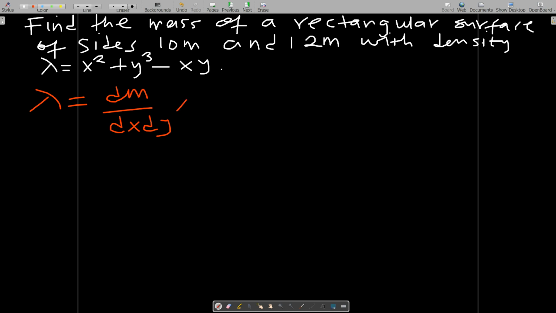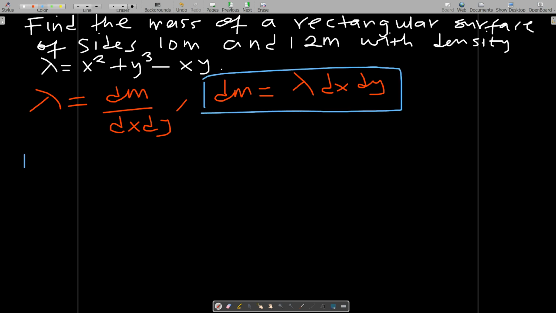So we said that our dm is equal to lambda dx dy. The question is to find the mass of the rectangular surface. So from this formula, I can see that my m is equal to the integral of lambda dx dy. And my x and my y will be what? Now I've been given two lengths: the size of the rectangular surface is 10 meters and 12 meters.